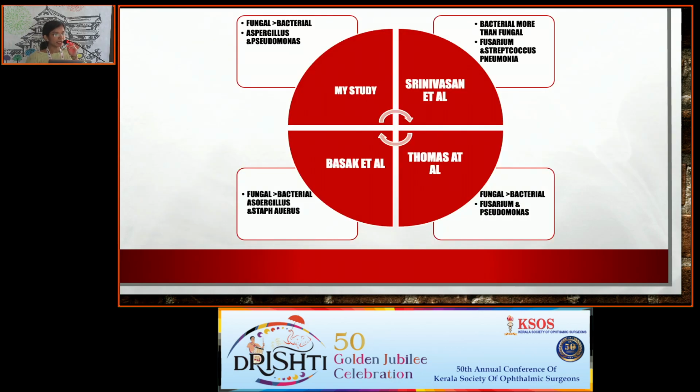Now, in my study, the fungal growth was more compared to bacterial, and Aspergillus was the most common fungus and Pseudomonas was the most common bacteria. In the Srinivasan et al. study, done in 1995, bacterial was more than fungal, Fusarium was the most common fungus isolated, and Streptococcus pneumoniae was the most common bacteria. In the Basak et al. study, it was fungal more than bacterial; Aspergillus was the most common fungus and Staph aureus was the most common bacteria. And in the Thomas et al. study, fungal was more than bacterial, Fusarium was the most common fungus, and Pseudomonas was the most common bacteria.